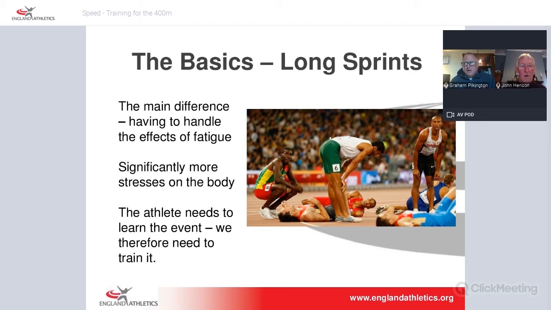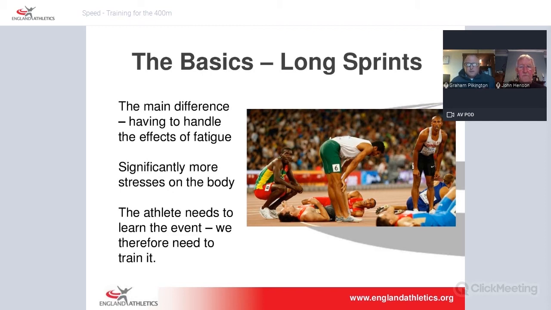The main difference for sprints between the 1s, 2s and 4s, and the short sprints or short hurdles and long hurdles, is having to handle the effects of fatigue. We're going to have a look at the energy systems used later on, and whilst some of the energy systems are very similar between the 2s and 4s, the fact that we are using certain energy systems for longer leads to significant athlete fatigue, and means that it's something they need to train to handle and to improve on.